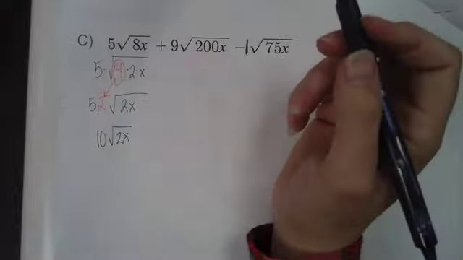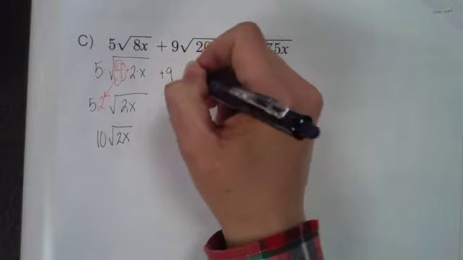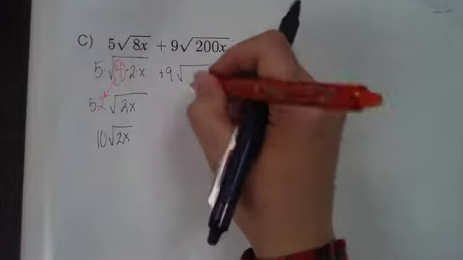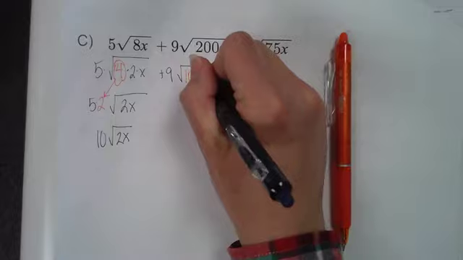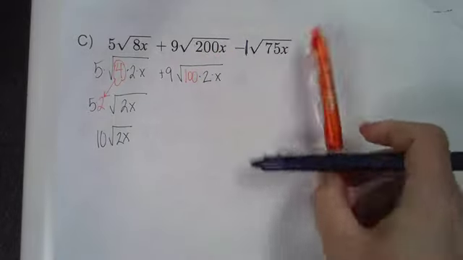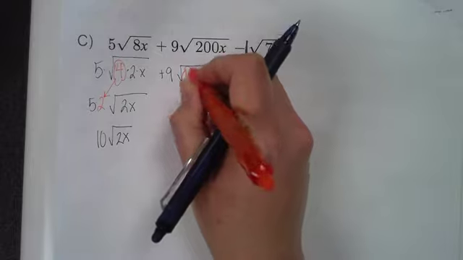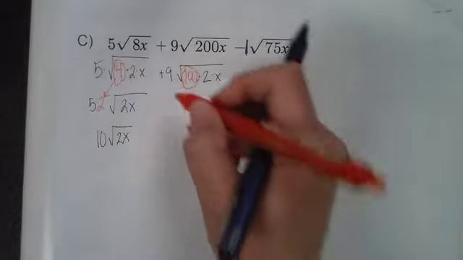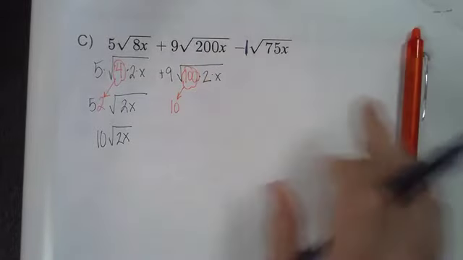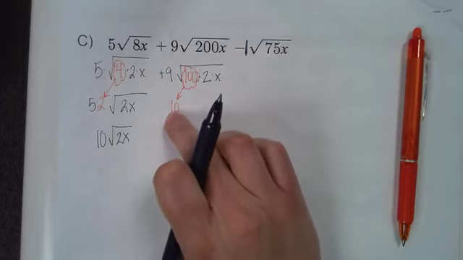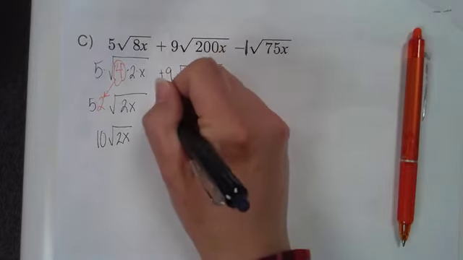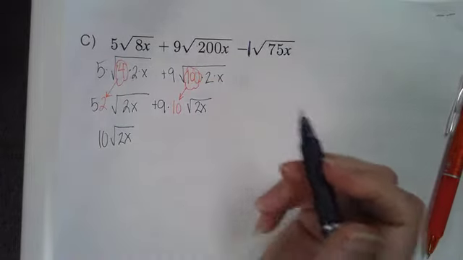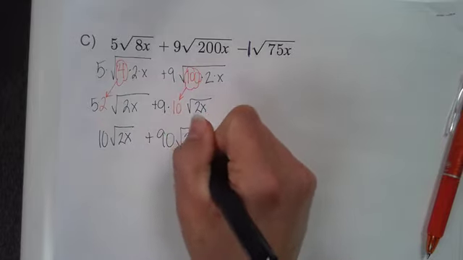Okay. Here I have a positive 9 times the square root of. Tell me about 200x. What can we do there? 100 times 2 times x. Very good. And 100 is magical because it's the square root. Yeah. What does it come out as? 10. Yeah, it's 2 10s inside, but comes out as a single 10. So we have the 9 times 10 radical 2x, which gives me 90 radical 2x's.